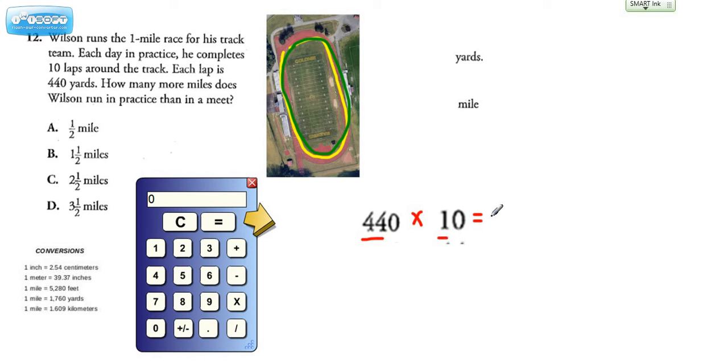44 times 1 is 44, and we have 2 zeros to throw on there. So we're basically looking at 4,400 yards that he runs in practice. All right, now we need to convert that to miles because when he's running at the track meet, he's running a mile race. So let's convert this to miles.